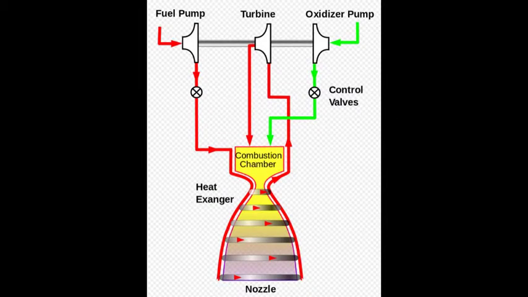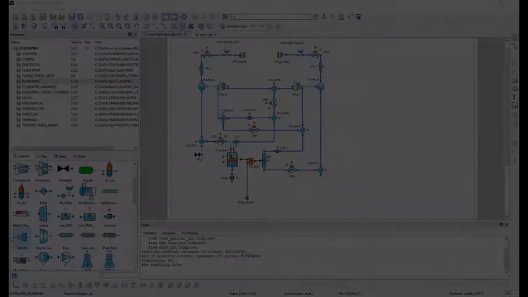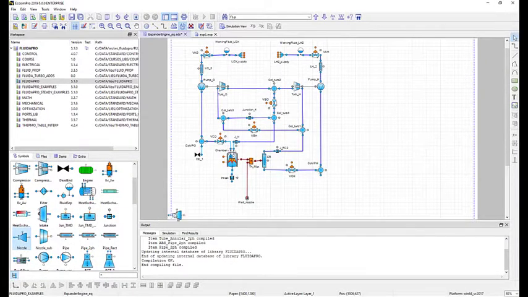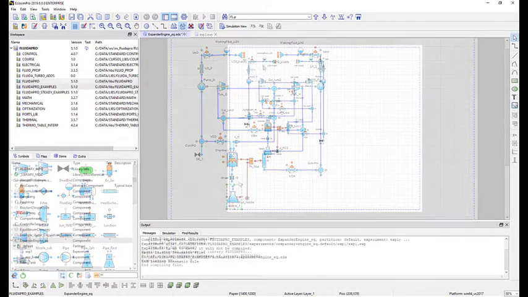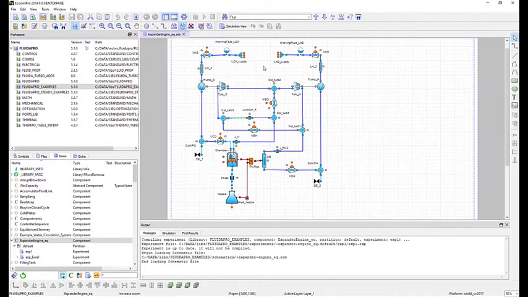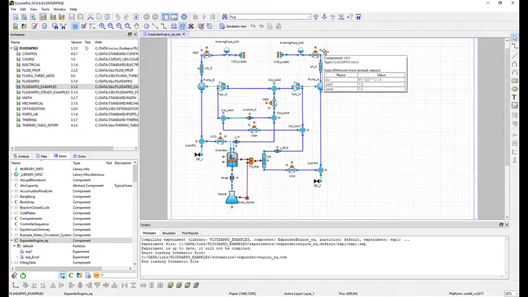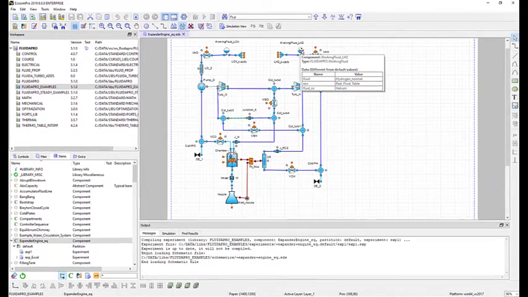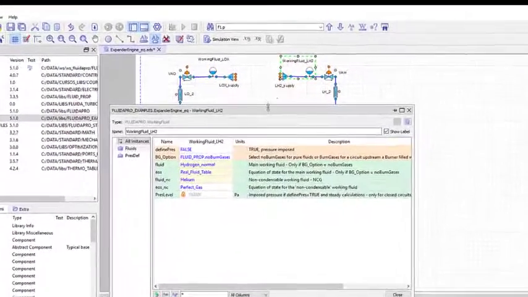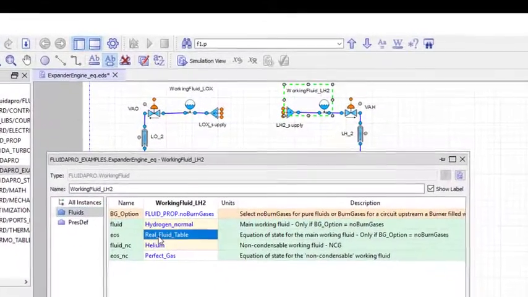Based on object-oriented programming, FluidaPro enables the multidisciplinary modeling of systems. Let's look at an example, the model of an expander engine cycle. The graphical tool allows us to connect already existing components without worrying about the complexity of the mathematical model behind them. At the base of the toolkit, there is an extended database that calculates the real properties of the typical working fluids.